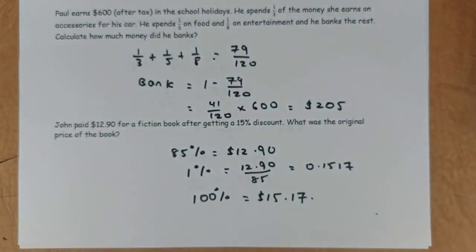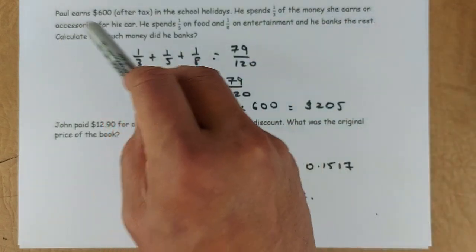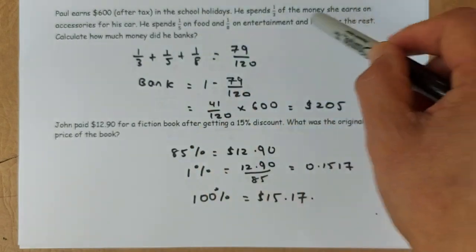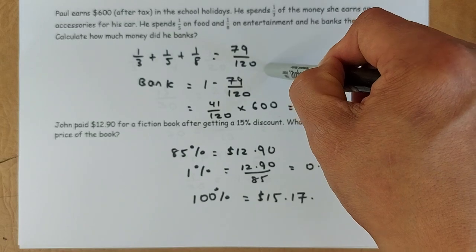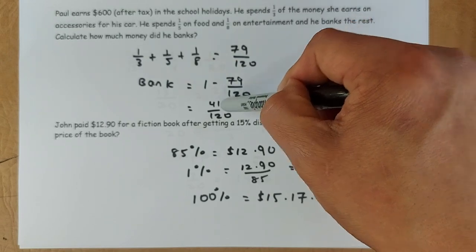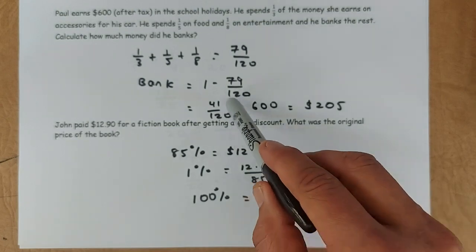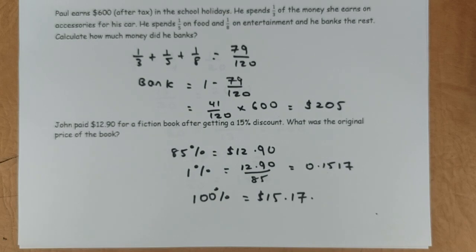Now we look at question 7. Paul earned $600 after tax in the school holiday. He spent 1/3 of the money he earned on accessories for the car. He spent 1/5 on food and 1/8 on entertainment. So you add all the fractions together, 1/3 plus 1/5 plus 1/8, they come up to 79 over 120. He banks the rest. So 1 minus this fraction will give you 41 over 120. Originally he has $600, so you take 41 over 120 times 600, and that is the amount he banked, that is $205. Okay, great.